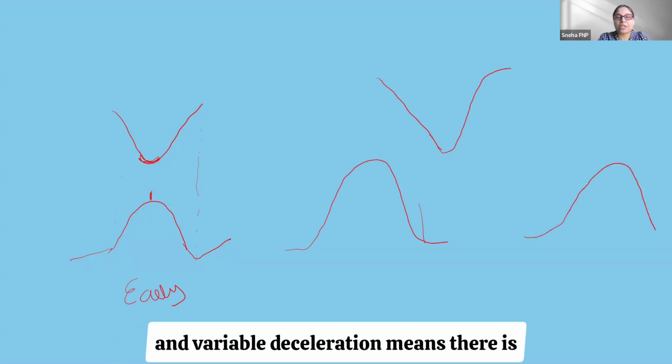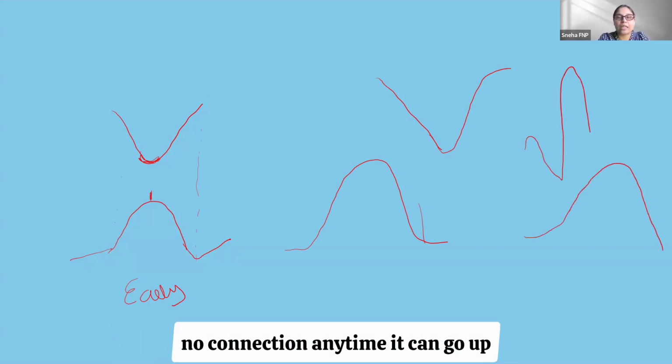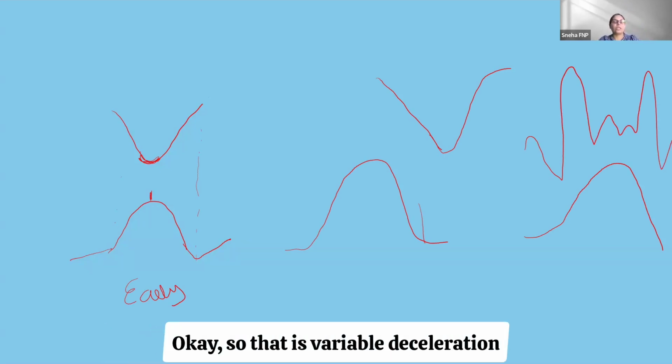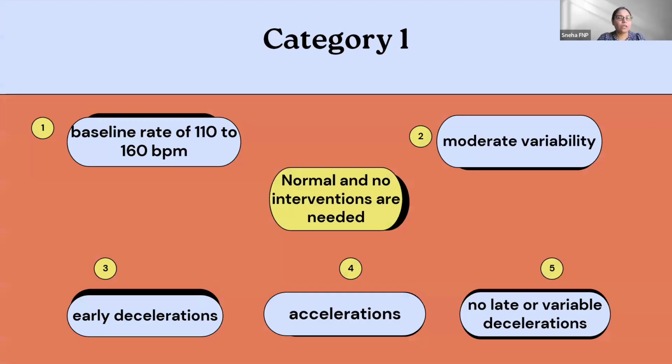And variable deceleration means there is no connection. Anytime it can go up and anytime it can go down. Okay, so that is variable deceleration.